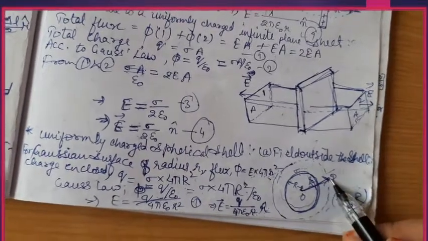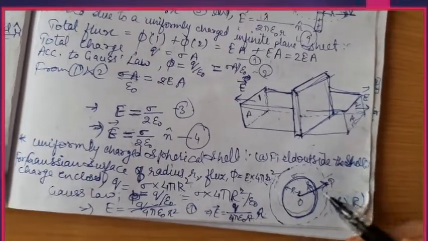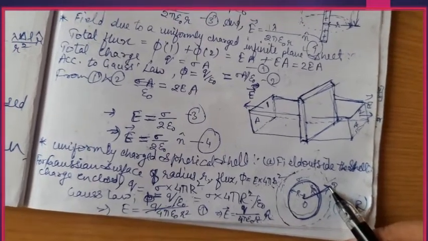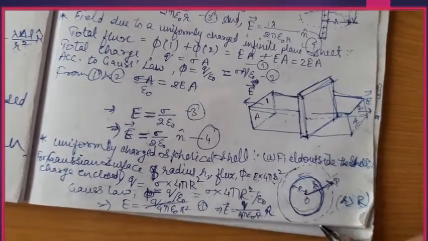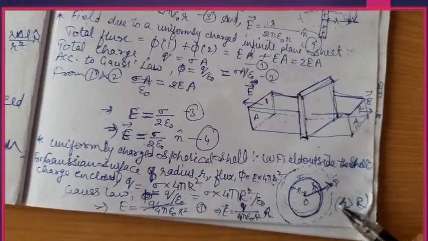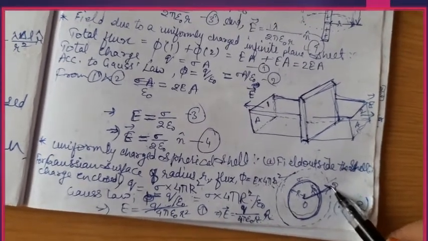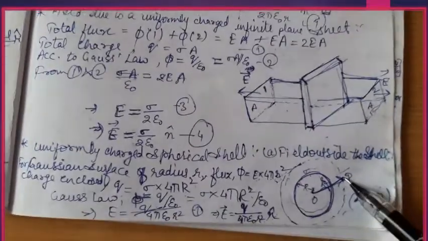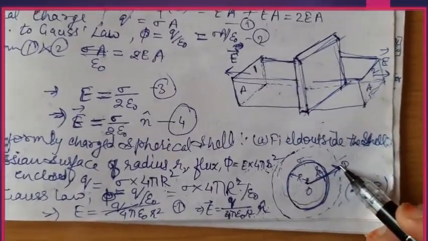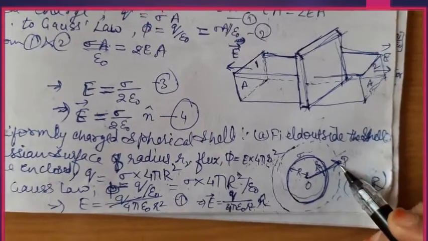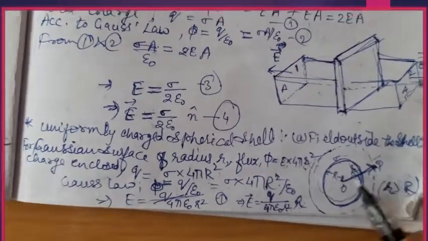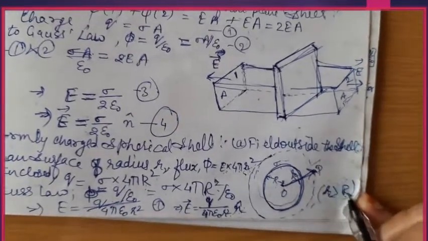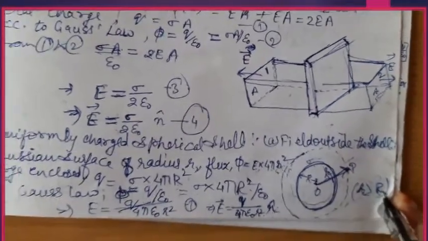So we take a point P outside the shell at which we want to determine the electric field. So the procedure is to draw a Gaussian surface. In this case it is a spherical Gaussian surface which will pass through the point P, or point under consideration. So the point P will be situated on the Gaussian surface. Now the radius of Gaussian surface is small r, where small r is greater than capital R because it is situated outside the shell.